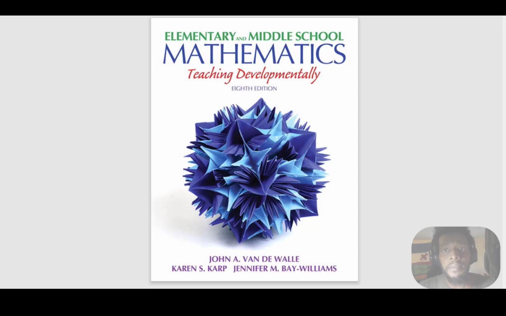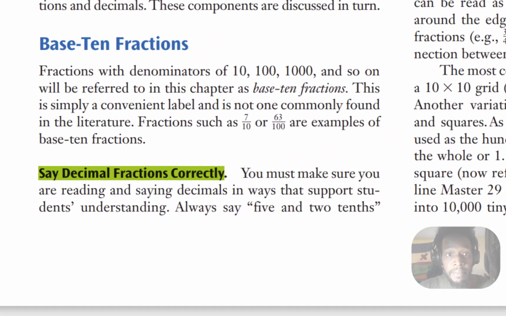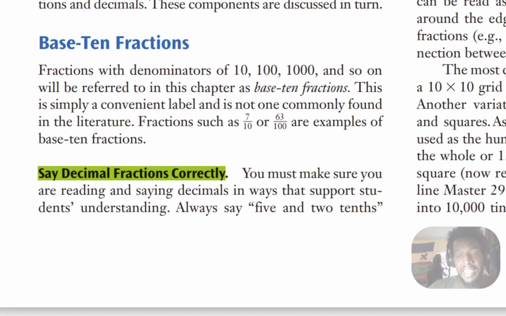What I want to point out to you is a section of the book that talks about base 10 fractions. This whole section is about decimals, but there is a particular part that says, say decimal fractions correctly. Say it correctly, all right? And when we say it correctly, we say the name correctly. So we're talking about naming the fraction.